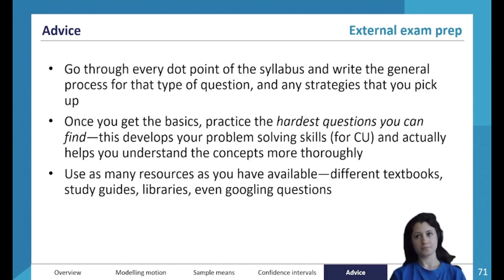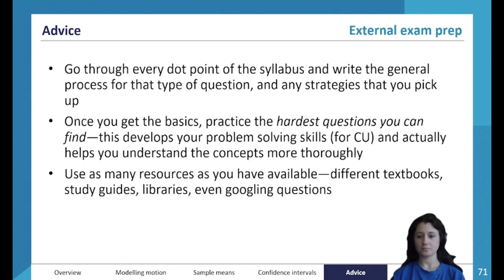So, in terms of prioritizing, make sure you know how to do each of the simple familiar types of questions because that will get you the bulk of the marks. Once you are actually all over the simple familiar questions, go back and do hard questions for each of the topics. As I was saying at the beginning of the lecture, don't neglect any of the syllabus dot points.